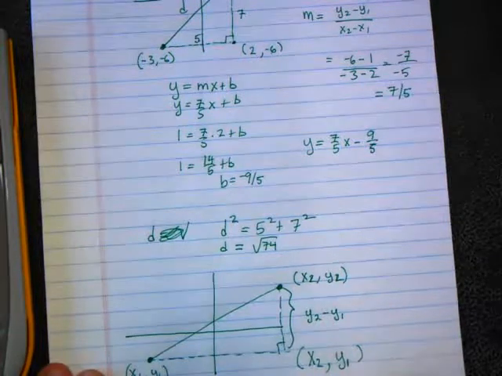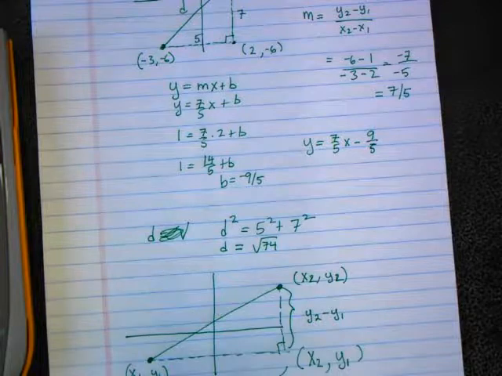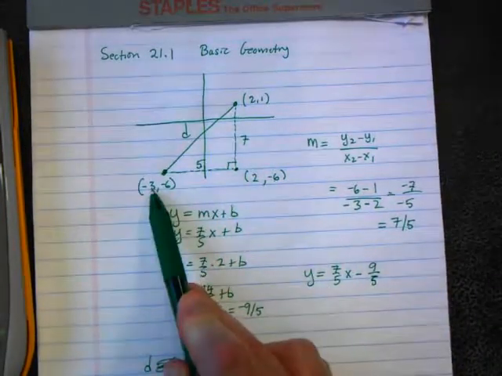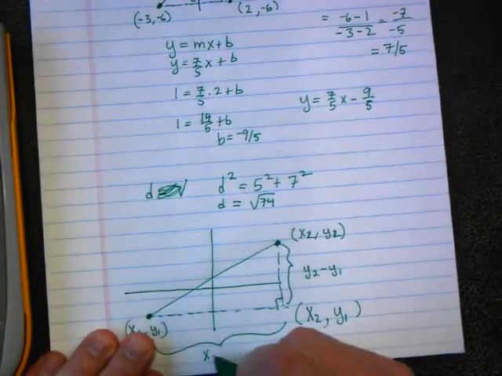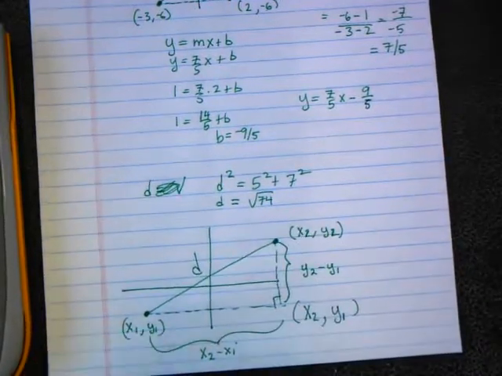Similarly, what's this distance here? x2 minus x1. Notice that worked here. 2 minus -3 gave us that 5. This is x2 minus x1. All right, so if I call the hypotenuse there d, how would I find the distance d?